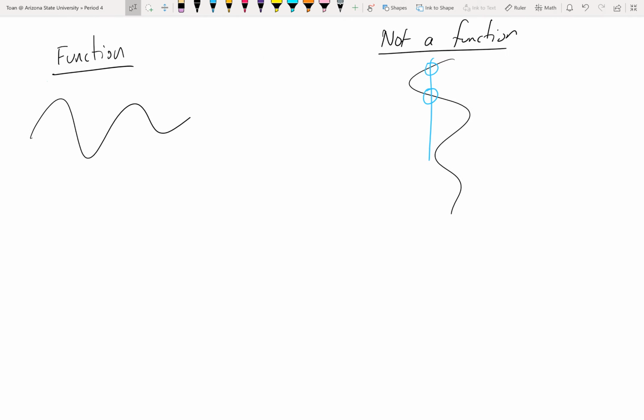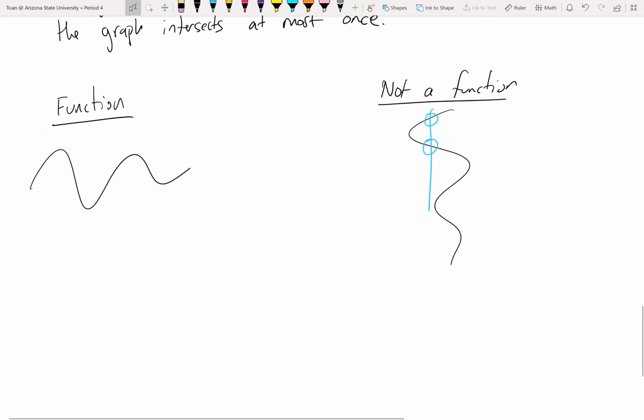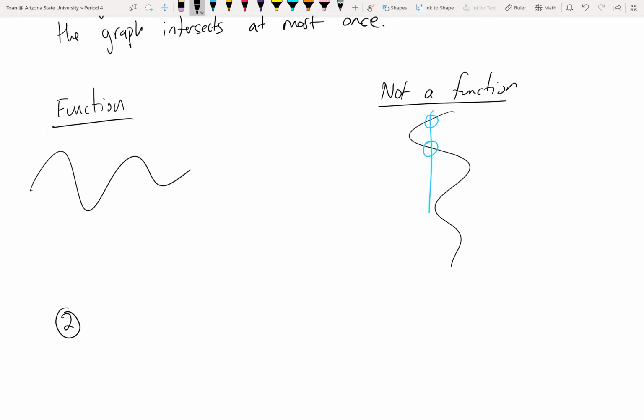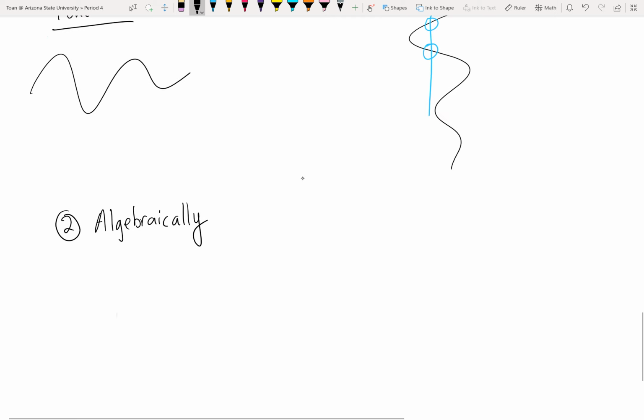Now, not all things are easily graphable, even with computers and whatnot. Not all things are easily graphable, which is why, number 2, we should probably have algebraic ways of testing. So, algebraically. I think that's how you spell algebraically.